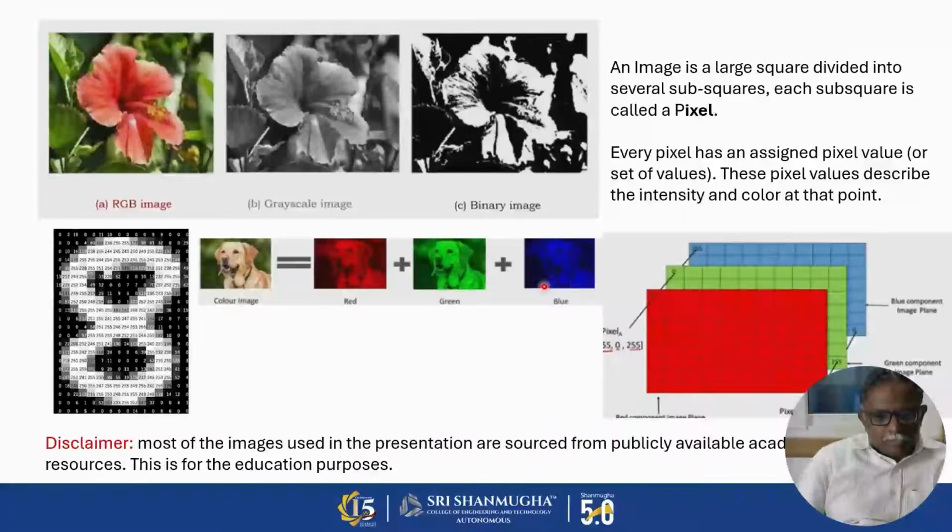If you look at this colored image, it consists of three channels: red, green, and blue. A point in the image is represented in terms of 255, 0, and 255, if you don't have any value in green and you have the value of red and blue. That is the way it is represented in a colored image.